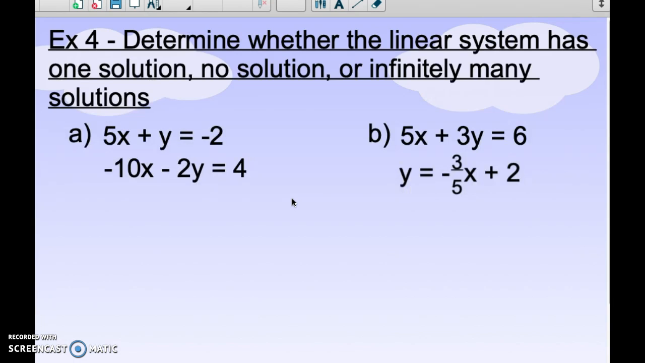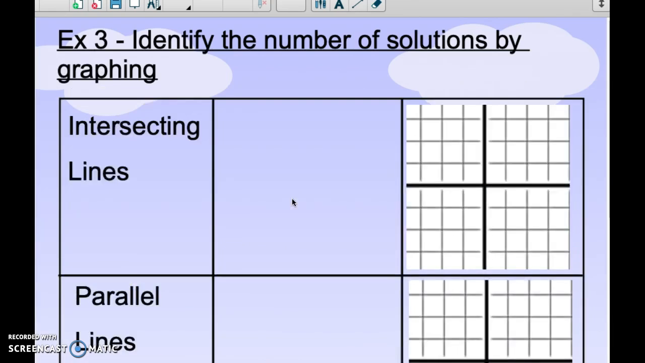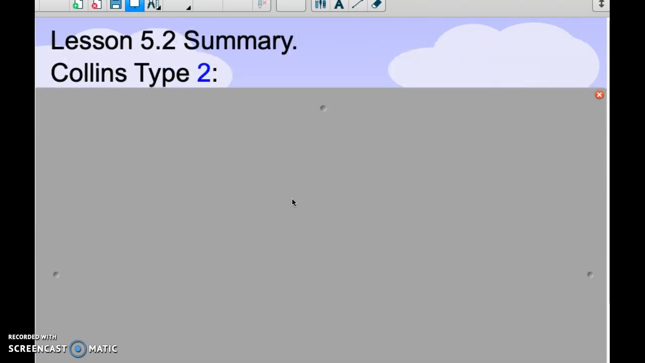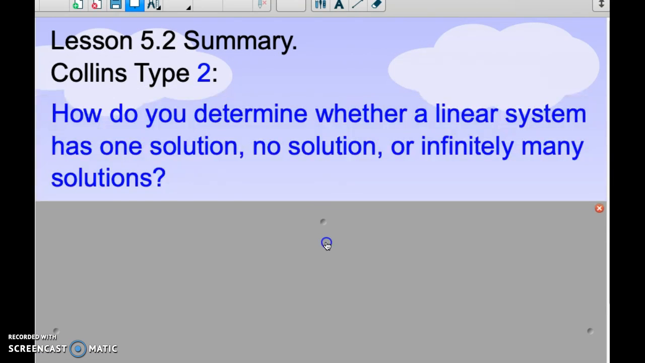The next part is not using a visual. How do I look at problems that follow the same setup of the problems that we just did visually, but they don't have the graph? What do I look for? How do I assess them? What needs to be there? And finally, to wrap it up, here's an example of a Collins writing type 2.